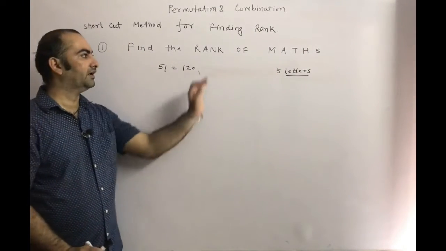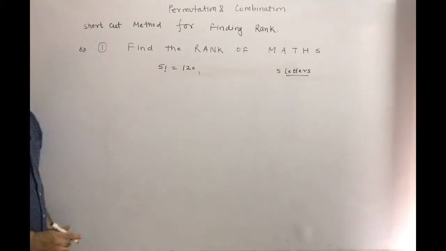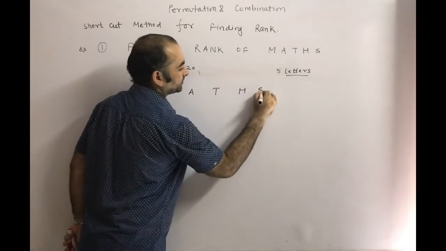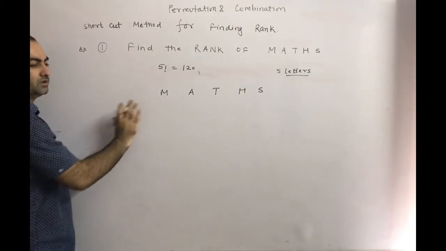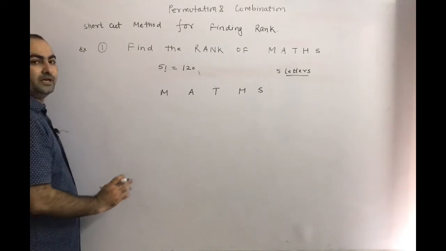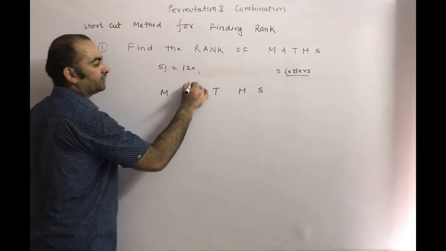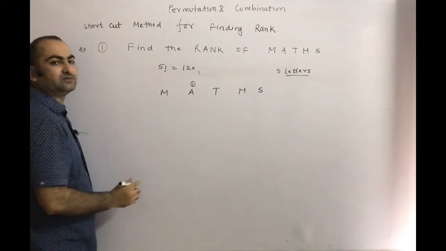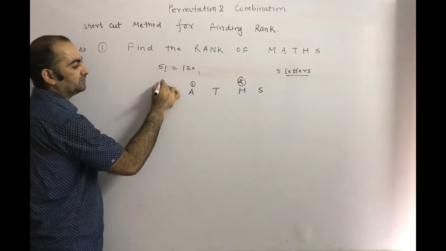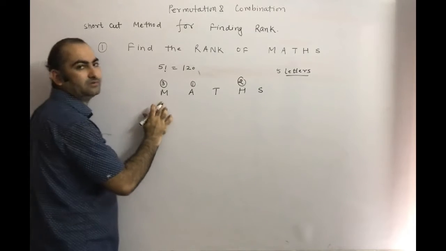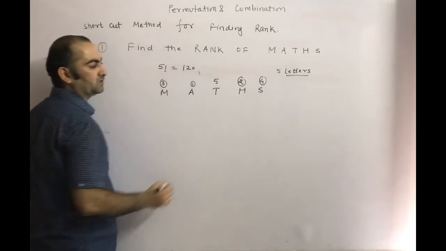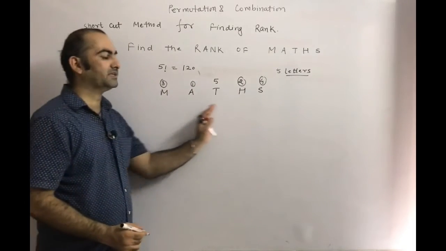So for finding the rank of MATHS, what will you do? MATHS. I'm telling a shortcut method for finding rank. See, in alphabetical order, A will come first. After A, H will come, so H is in the second position. After H, M will come, that is the third position. After M, S will come, that is the fourth position. And after S, T will come, so T is in the fifth position. Here all letters are distinct.